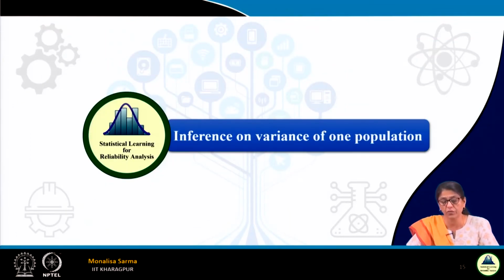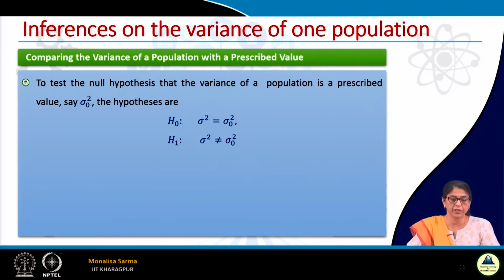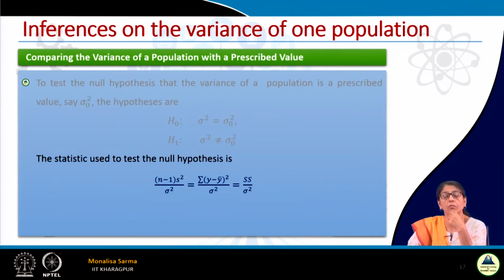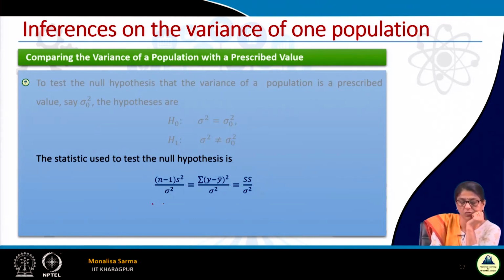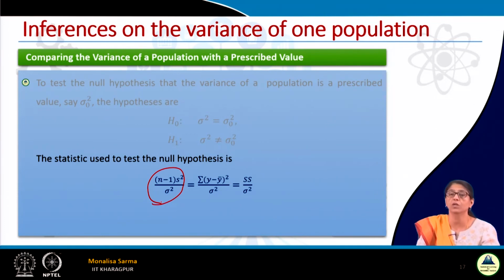Now next, we will see how we infer on the variance of one population. All this we are considering for one population. So variance for one population, similarly to the way we did it for mean, and we have done it for proportion. This will be our null hypothesis, and this is our alternate hypothesis. For variance, what is the statistic we use? Remember, to find the sampling distribution of a variance, we used the statistic n minus 1 s square by sigma square. This n minus 1 s square by sigma square has a chi-square distribution. Remember, we have seen it has a chi-square distribution with degrees of freedom n minus 1, isn't it?